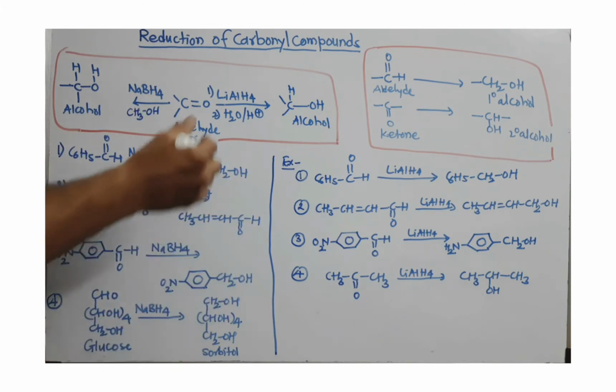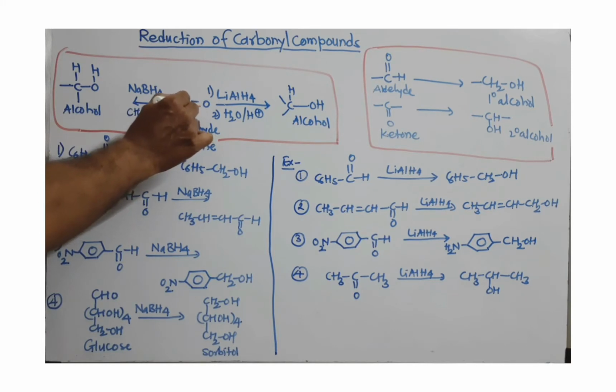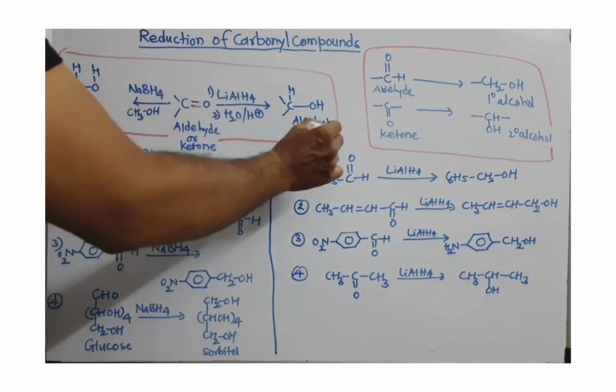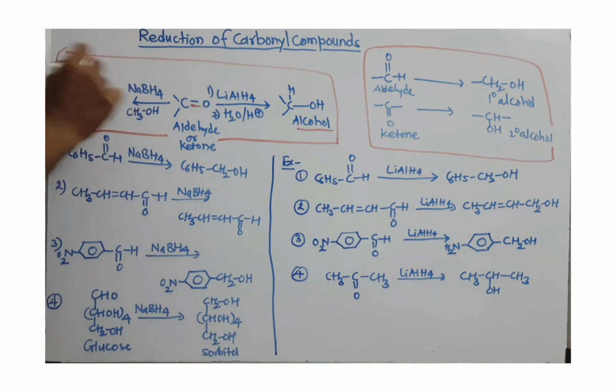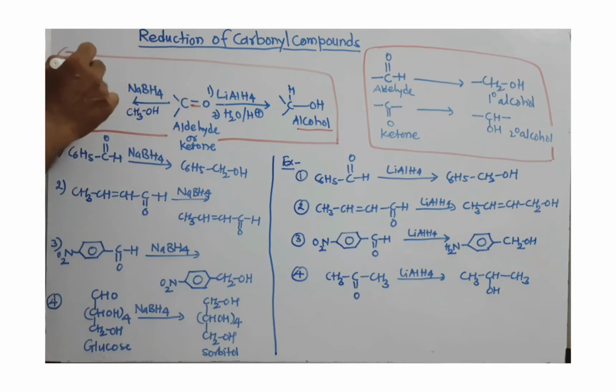Now see what happened. Reduction means addition of hydrogen. So if a double bond is there, you have to join one hydrogen here and one hydrogen here, and remove that double bond. If I do that, I get this alcohol. Similarly, this reagent is also doing the same thing, reduction. One hydrogen is added here and another hydrogen is added here to get this alcohol.